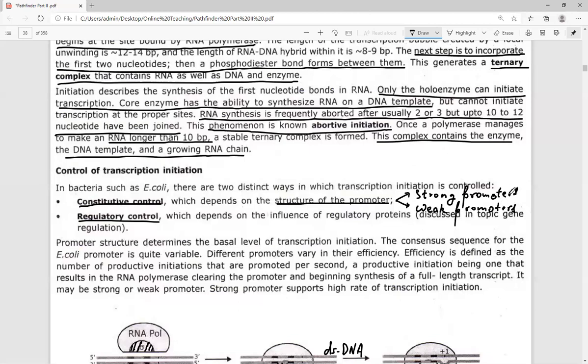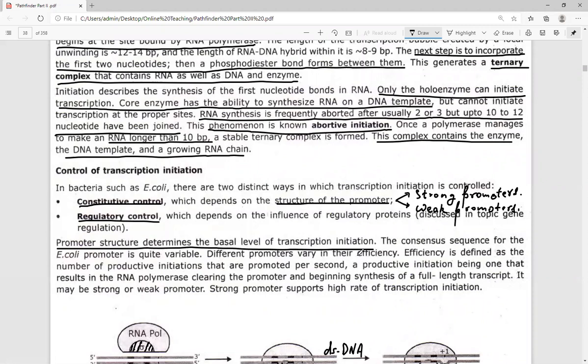Promoter regions have the ability to initiate the process of transcription. A strong promoter will strongly regulate the process of transcription. A weak promoter will weakly regulate the process of transcription. Promoter structures determine the basal level of transcription initiation. Promoters determine how the process of transcription is going to be initiated. The consensus sequence for the E. coli promoter is quite variable.